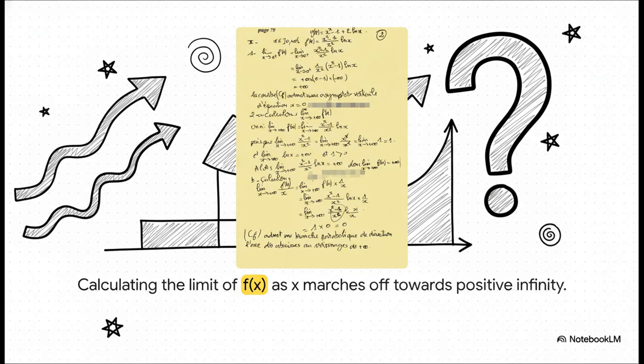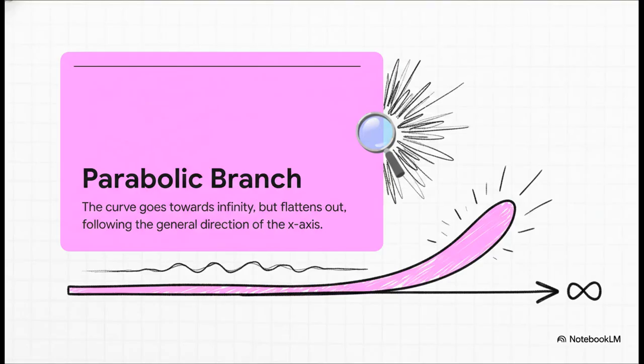So what about the other end of the spectrum? What's going on as our x value just marches off toward infinity? The work here on the slide shows that f of x also heads up towards positive infinity. But how does it get there? That's the next part of our investigation. And this gives us clue number 3. When f of x divided by x gets closer and closer to 0, it means our curve has what's called a parabolic branch.